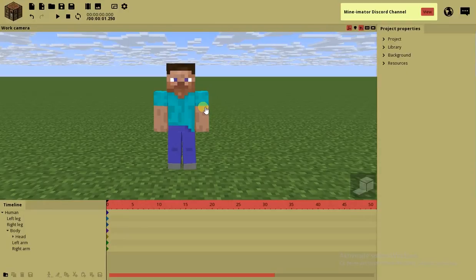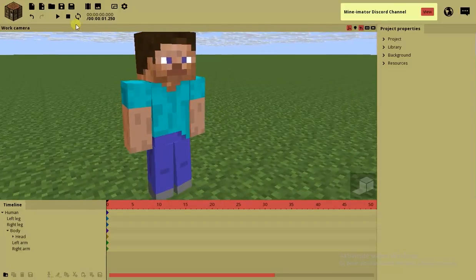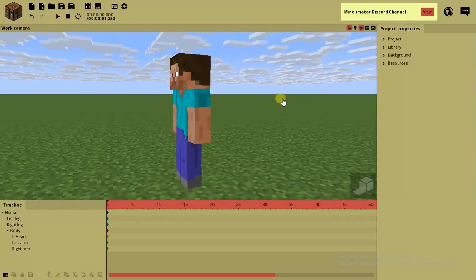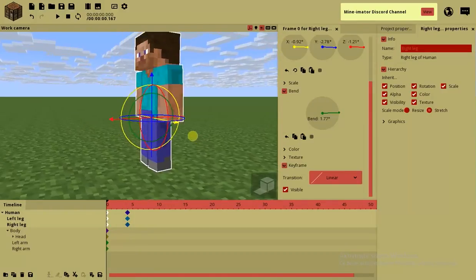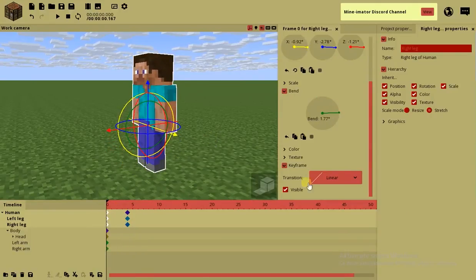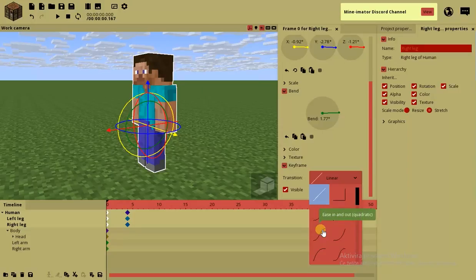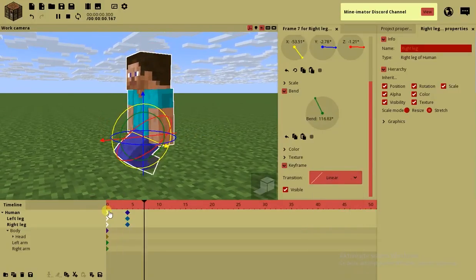Okay, I put our test dummy in a relaxed position, as I did the previous time with the jumping. Anyway, let's try the flips now. I'm going to make a backflip. I made him squat down right here. And I'm going to use the ease in and out transition because he can start really fast, but he has to stop slowly as well.